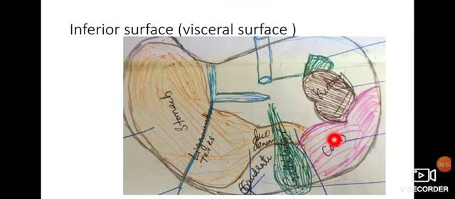Here comes the colon, the right kidney, and the suprarenal gland is not present on the inferior surface, that is extending to the bare area of the liver, which belongs to the posterior surface.